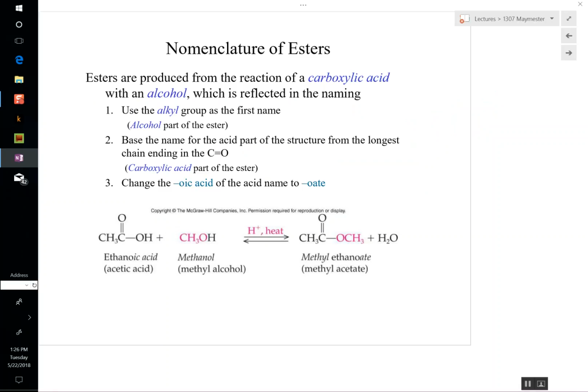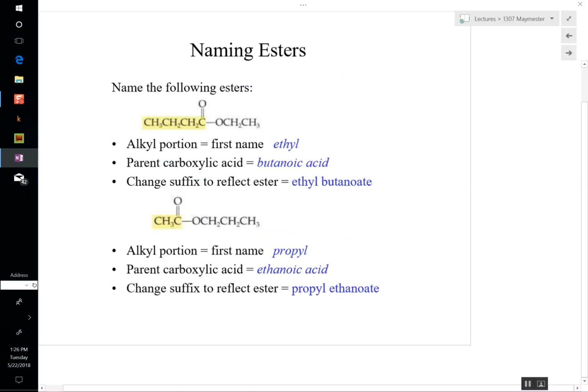Nomenclature, this is what we've been talking about. Ethanoic acid, methanol, you get methyl ethanoate. If you want to review this, come back to these slides. This is how you piece these names together. And notice, methyl ethanoate is also methyl acetate. So be real comfortable with acetic acid being acetate, a 2-carbon feature. Here are some more names.